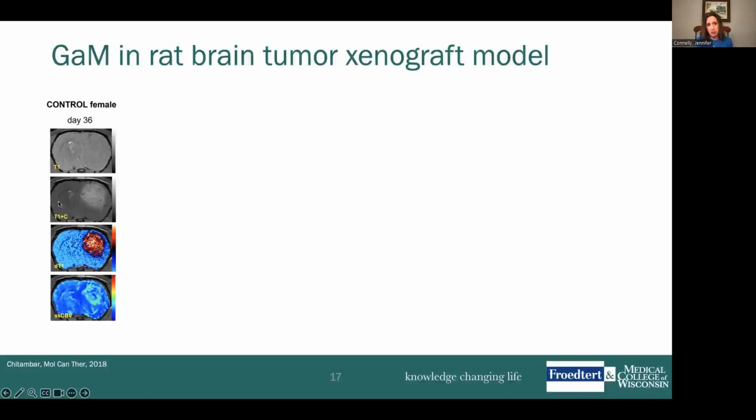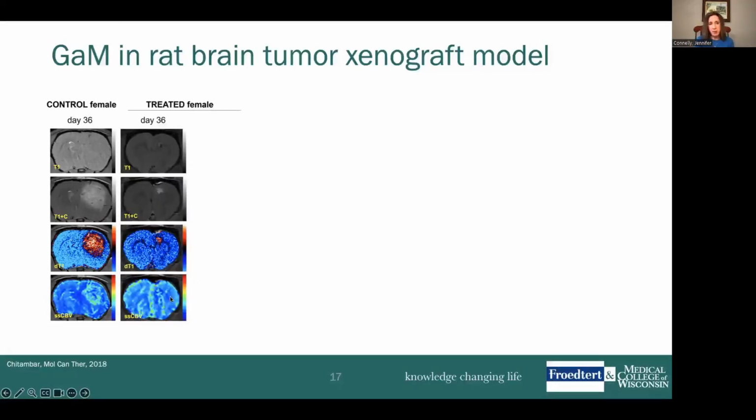This here is the MRI T1 with contrast. This is a delta T1. It's looking at the difference between T1 and T1 with contrast. It makes the contrast enhancement a little bit more apparent. And then in the bottom panel here is MR perfusion, looking at the hypervascularity, which is a common finding in glioblastoma MRI imaging. So this is our control animal on day 36.